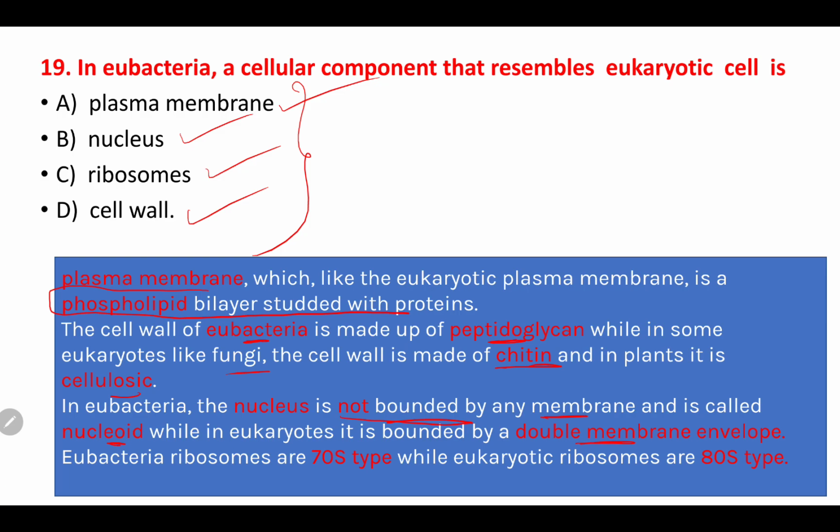Next, coming to the ribosomes. Eubacterial ribosomes are 70S type, while eukaryotic ribosomes are 80S. And here the same component in eubacteria and eukaryotic cell is plasma membrane. So option A is the right one.